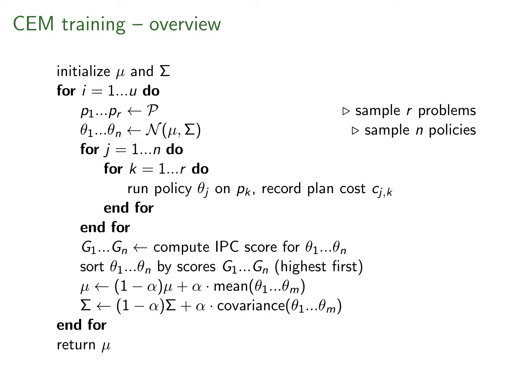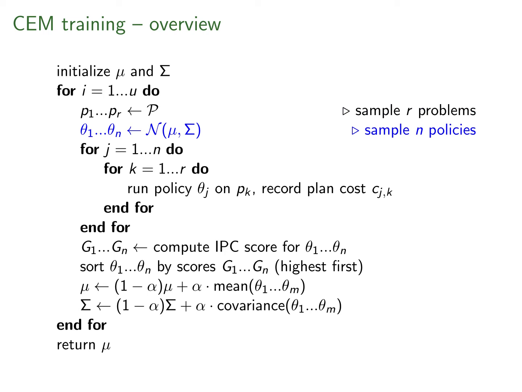This is what training of a planner looks like in practice. We start with a normal distribution over the search policies, parametrized by mu and sigma. At every iteration of the main training loop, we sample a number of problems. The problems don't generally have to be identically distributed, and in particular, in our experiments, we sample sequences of problems of increasing size, just like the ones used in IPC.